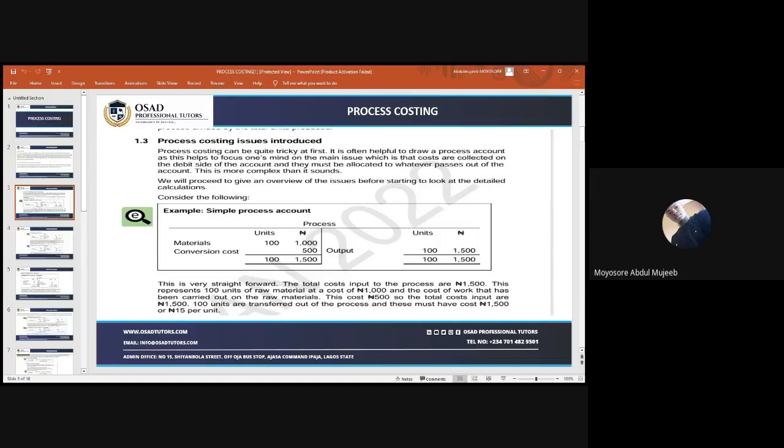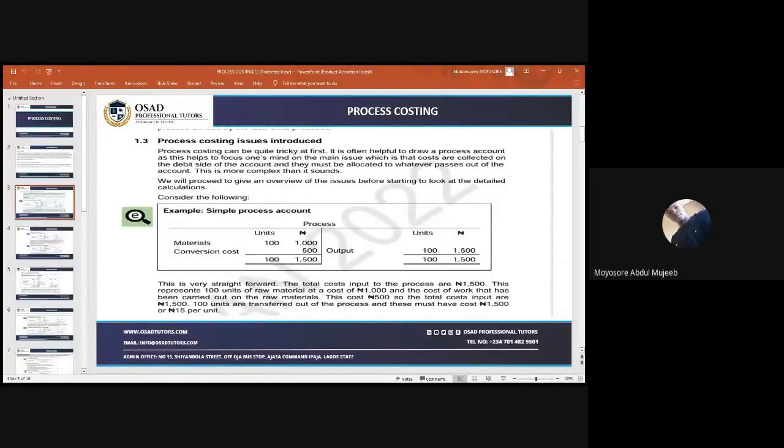Now, this is a very simple working. We use 100 units. 100 units initially cost us 10 naira each, making 1,000 naira that we incur on the material. But along the line, we made a conversion of 500 naira. It cost us 500 naira to convert, making the whole amount we incurred during production how much? 1,500 naira.